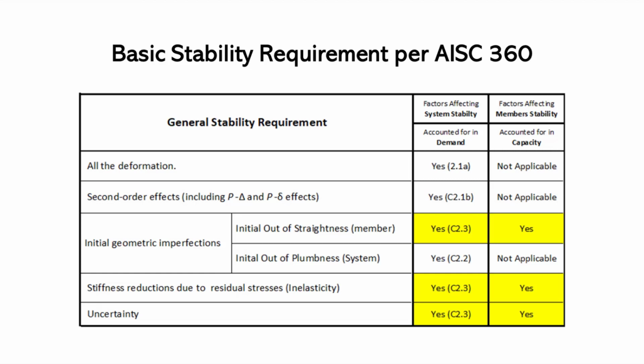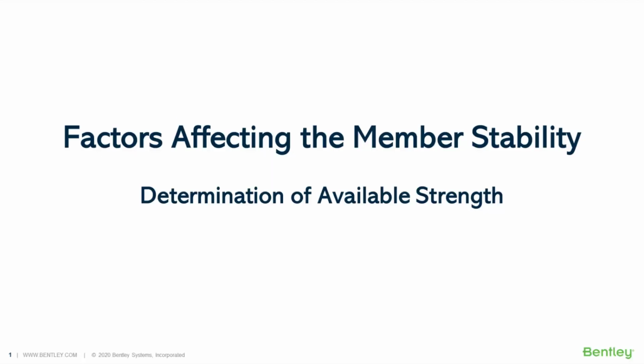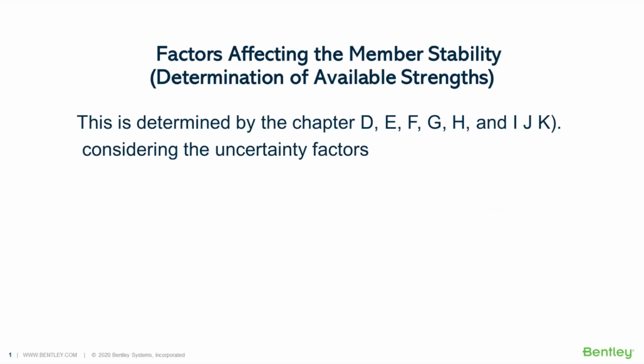And this understanding shown in the table is very important, and this is the basis of the philosophy of the current stability analysis and design in AISC 360 code. So that is the reason that I might refer to this table over and over again in my presentation. Factors affecting the member stability are considered in determination of the available strength. Now the available strength is determined by chapter D, E, F, G, H, I, J, K, whichever is applicable, considering the uncertainty factor like phi and omega.